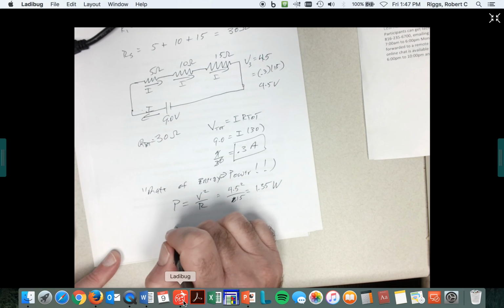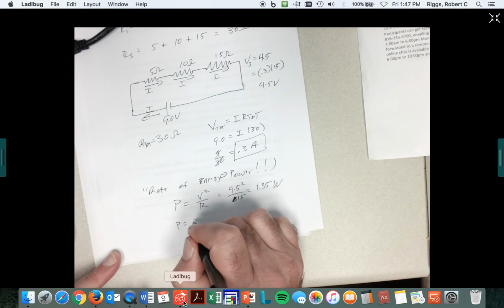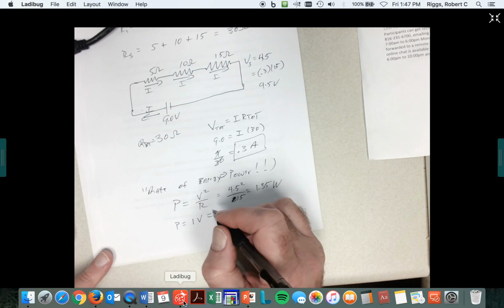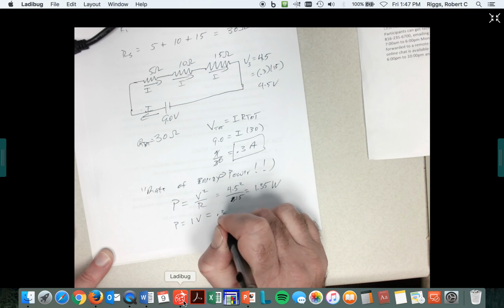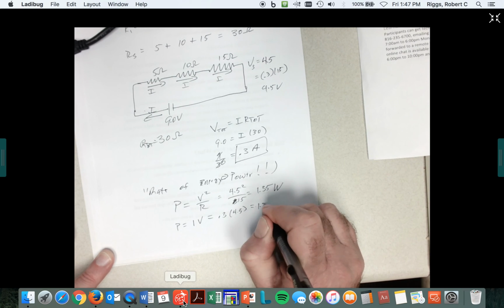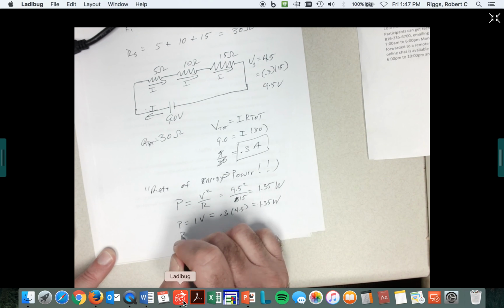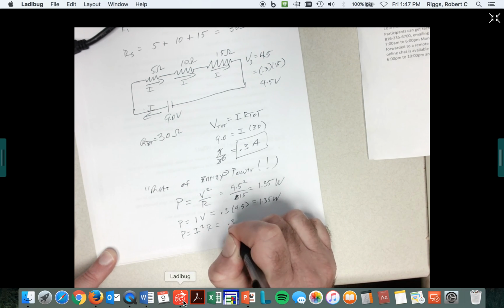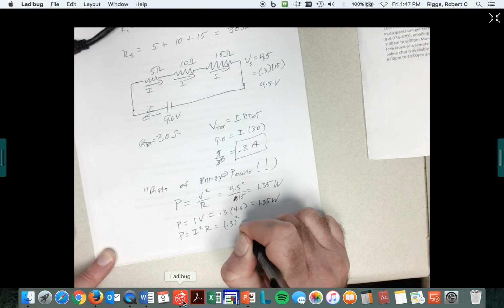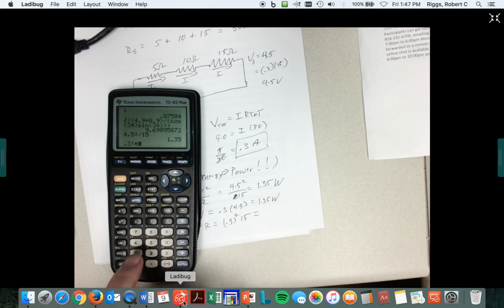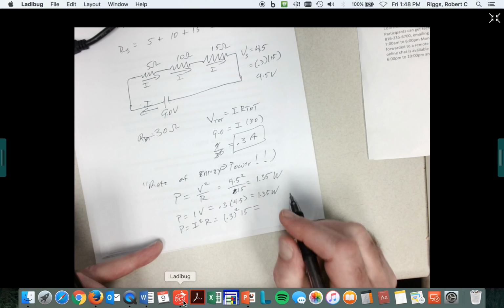Now, I could have done P equals IV too. That might have been a little bit better. I could have done 0.3 times 4.5. Look what I get there: 1.35 that way. And I could have done P equals I squared times R. If I'd done 0.3 squared times 15, I still get the 1.35 watts.